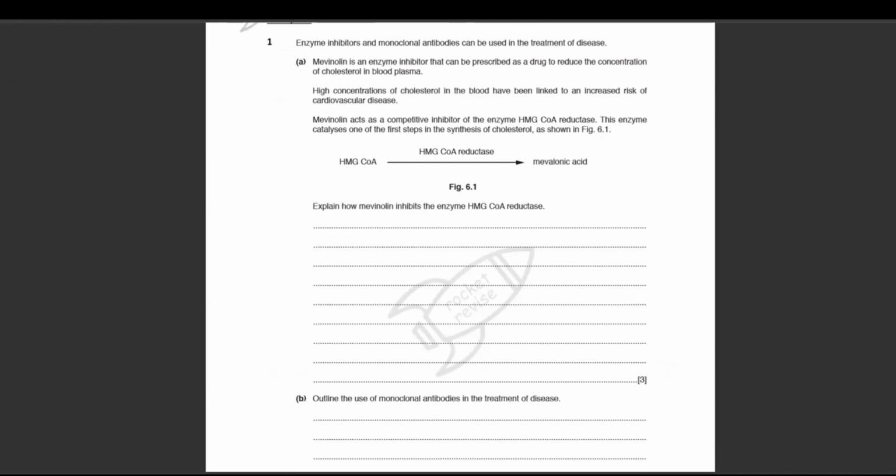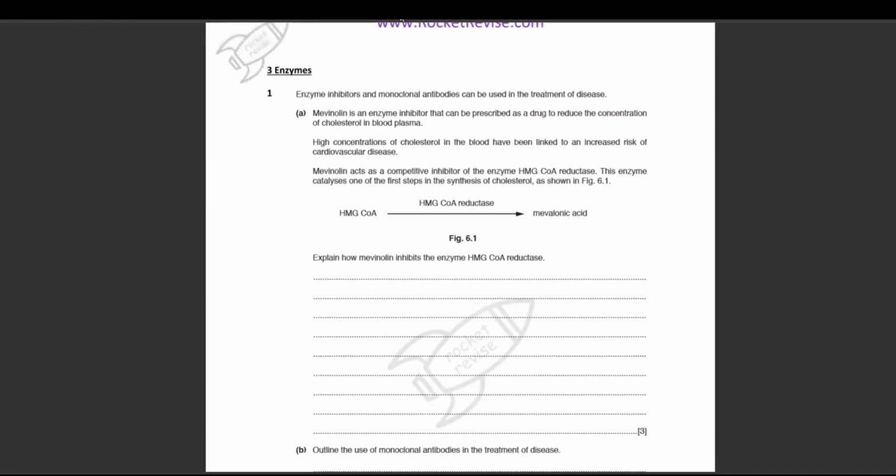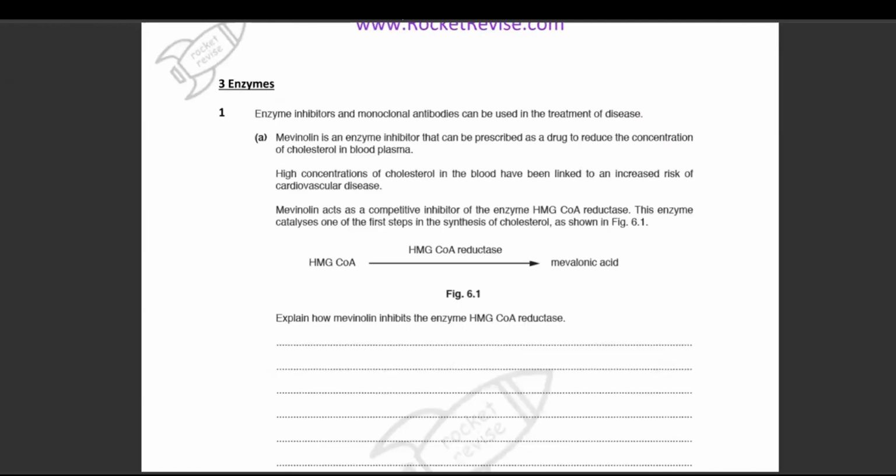Okay. So we'll find a few of the questions that are mixed up with some other chapters. We'll skip those and we'll just remain confined to those which only have the concept of enzymes. So number one, enzyme inhibitors are monoclonal. Let me see.